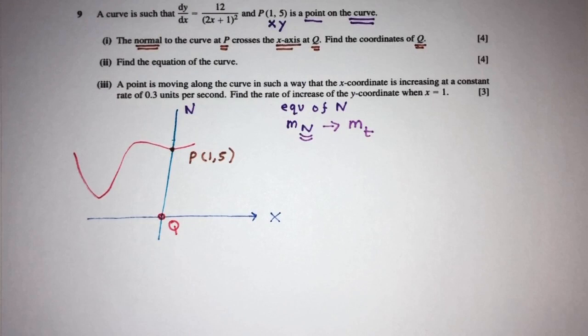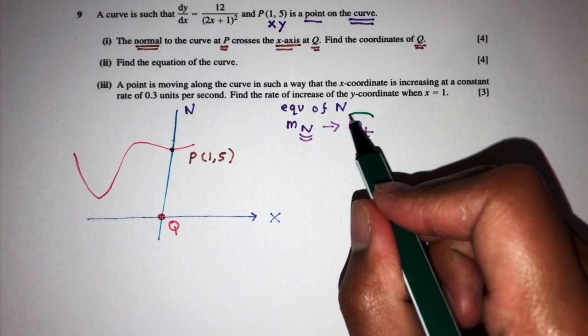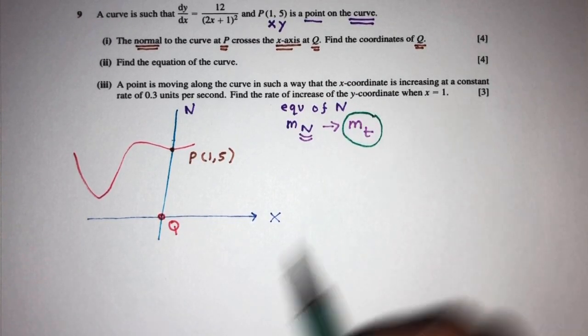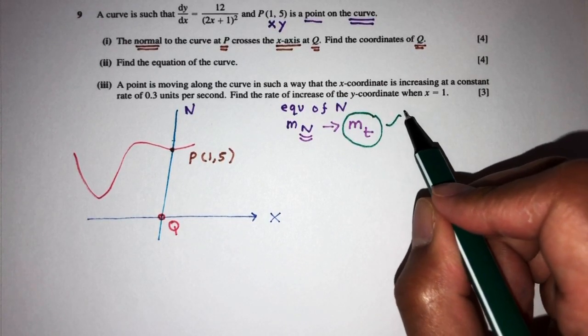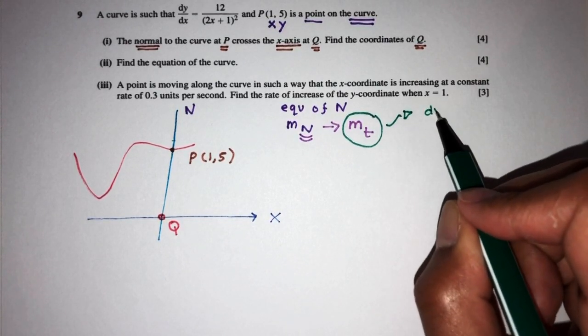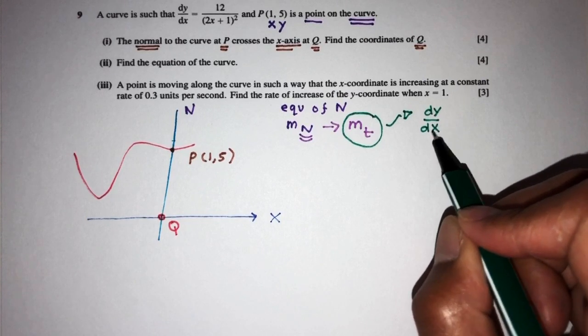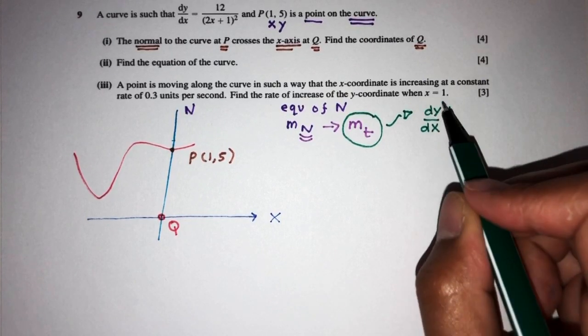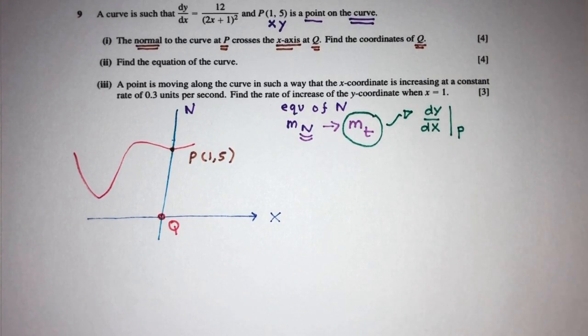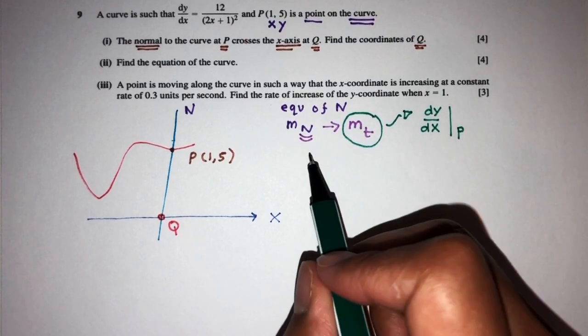Now, to find the gradient of the normal, we have to first find the gradient of the tangent. Here we have to know a few things, because we cannot find them directly since we have no information about the normal at first. We must first proceed through this route. The gradient of the tangent is simply dy by dx at the point P. And here we have dy by dx already.